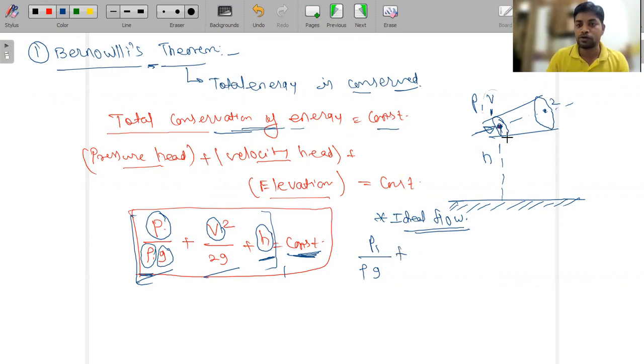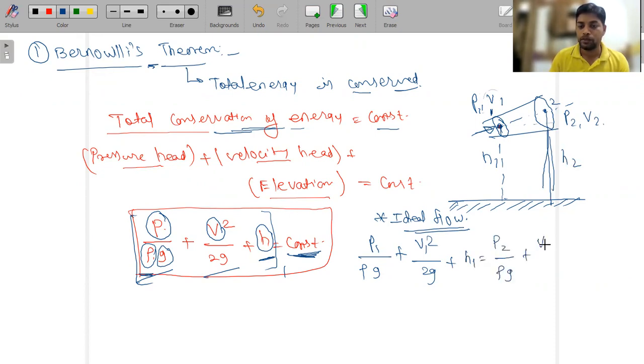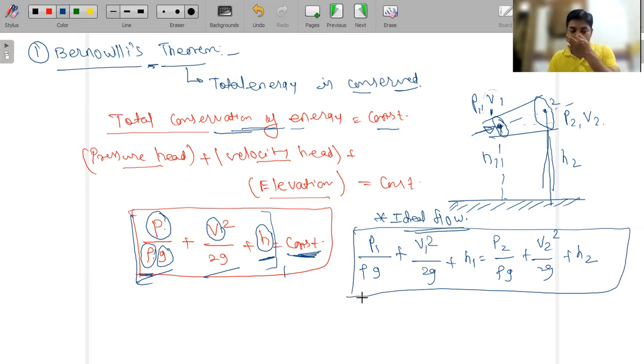The velocity is changing because the cross-sectional area will be different here. So this is V1 square by 2G plus H1, where H1 is the height from the datum level. Here the pressure is P1 and the velocity V1; there the pressure is P2, the velocity V2, and the height becomes more than H1, so this is H2. So P1 by rho G plus V1 square by 2G plus H1 equals P2 by rho G plus V2 square by 2G plus H2. This is the total energy conservation at point 1 and point 2.